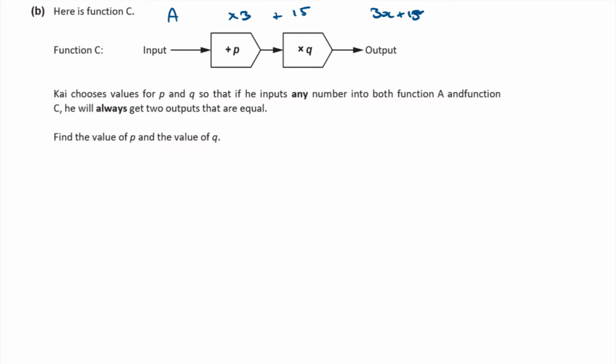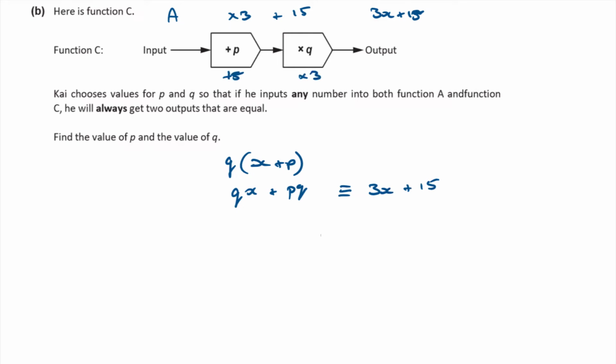Now, if I put x into this function, I'm going to get x plus p times q, aren't I? Which is the same thing as qx plus pq, isn't it? Now, if these things are the same, they've got to be the same for all values. Then in this case, these have got to be the same.